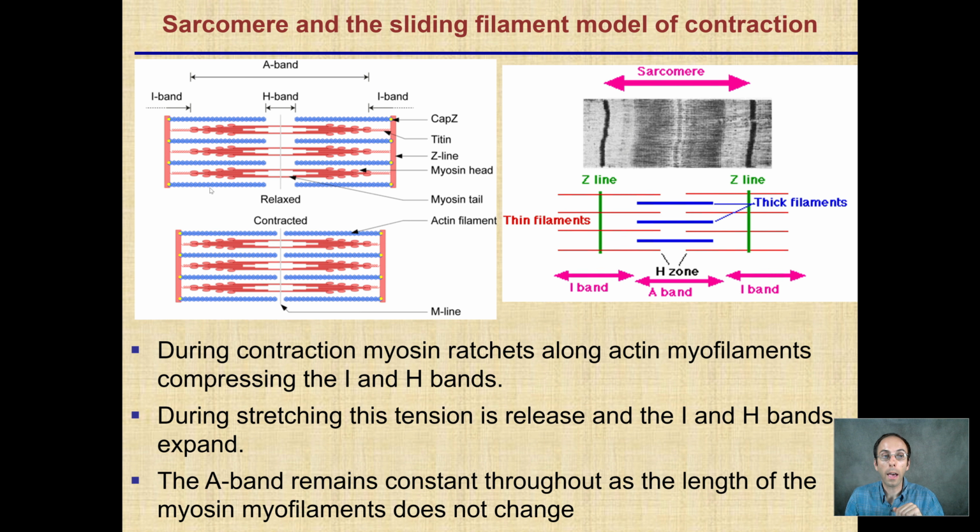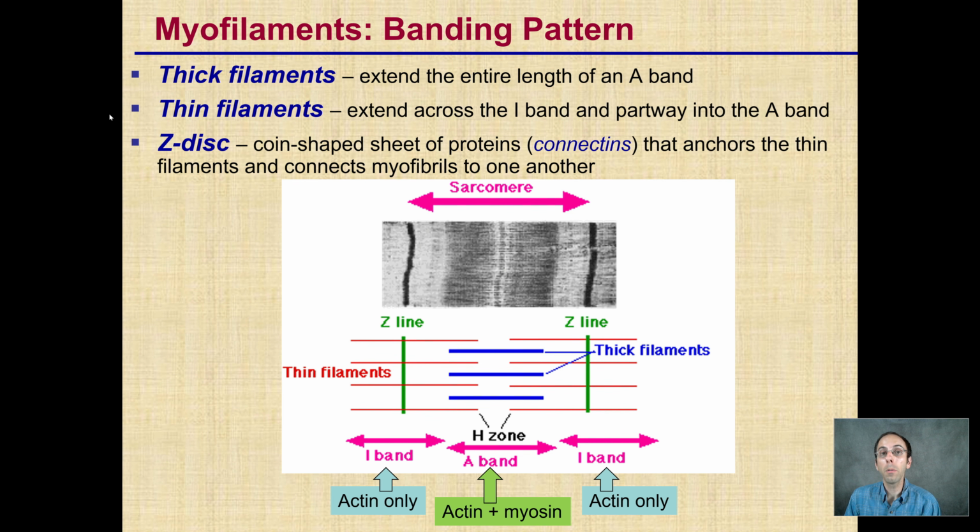We see that here, the relaxed form, where you have that large space in the H band, and then the contracted form where they're sliding over one another, reducing that H band spacing. The myofilaments have a banding pattern. We have thick filaments that extend the entire length of the A band. We have thin filaments that extend across the I band and partway through the A band.